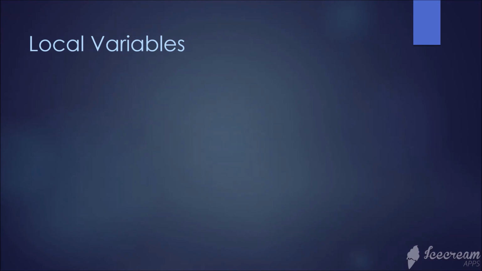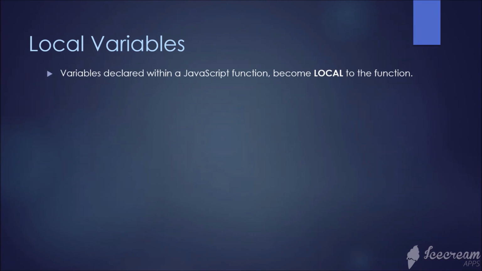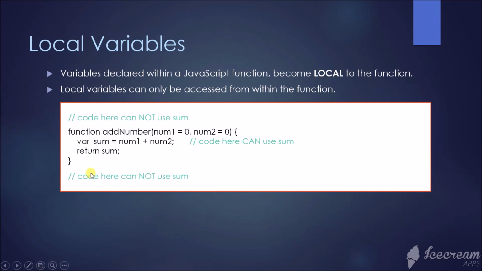Okay, so this is the last part. So local variables. Variables declared within a JavaScript function become local to the function. Local variables can only be accessed from within the function. So we have here yung sample natin. Okay? So we have yung add number, yung mga parameters, yung mga codes. Now, kung maglalagay ako ng code dito accessing the sum, hindi pwede. Kung dito naman, accessing the sum, hindi rin pwede. But within the function, then pwede ko siyang magamit.